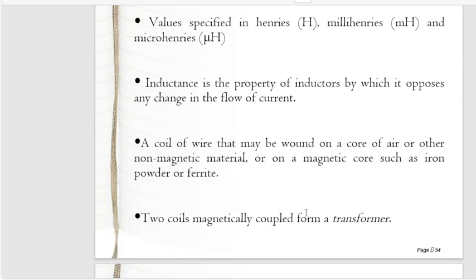The values are specified in henries, that is the unit of inductors, and in millihenries and microhenries. Inductance is the property of inductors by which it opposes any change in the flow of current. A coil of wire may be wound on a core of air or other non-magnetic materials, or on a magnetic core such as iron powder or ferrite, and two coils magnetically coupled form a transformer.